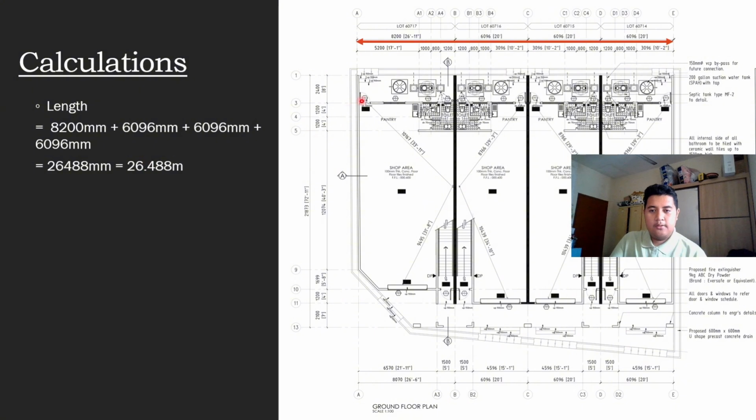As you can see, the length of the building consists of these numbers: 8,200 millimeters plus 6,096 millimeters, plus the same number three times, and then we will get a total of 26,488 millimeters, which we then convert to meters: 26.488 meters.